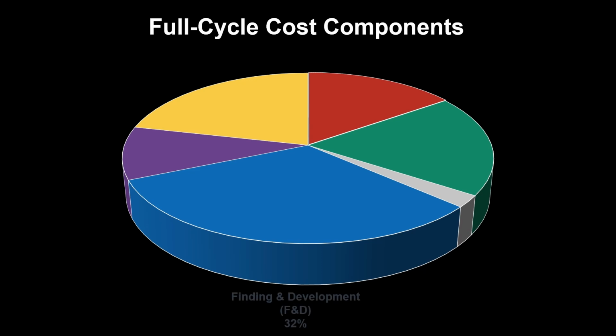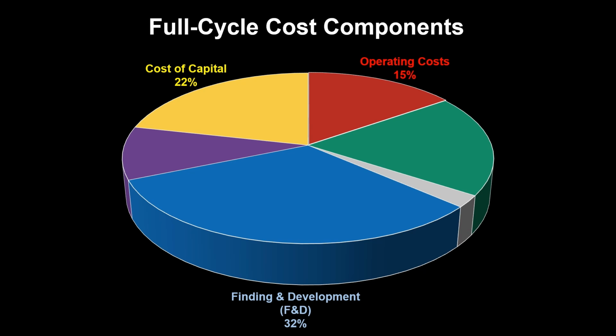Number 1, finding and development, or F&D, and these are the exploration costs related to the discovery of oil and account for about 32% of the total. Number 2, the cost of capital. How much it costs the oil company to borrow capital to finance its operations and investments. It accounts for about 22%.